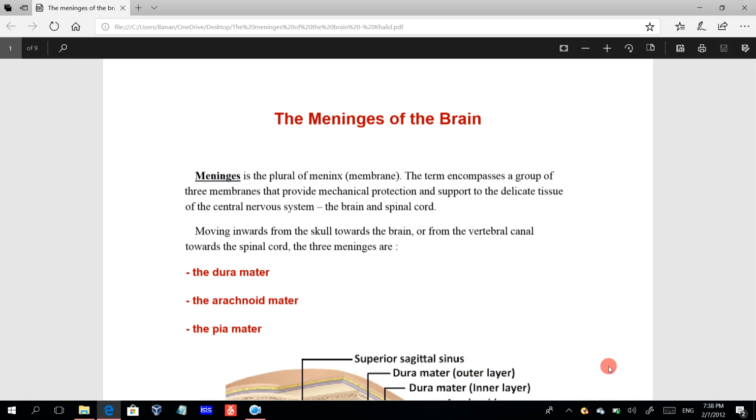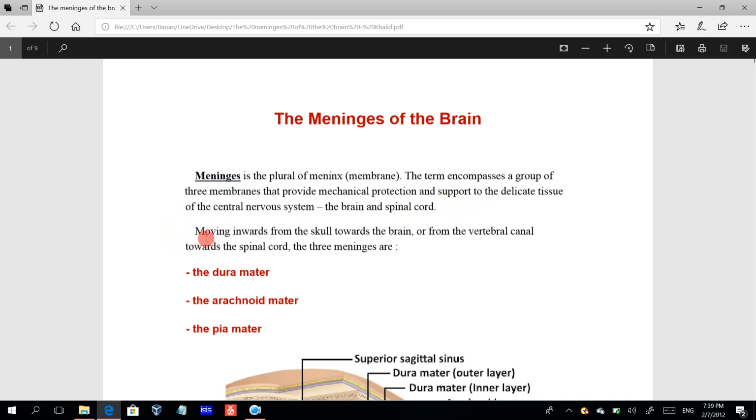What do we mean by meninges? Meninges is the plural of meninx, and the meaning of meninx is a membrane. The term meninges encompasses a group of three membranes that provide mechanical protection and support to the delicate tissue of the central nervous system, let's say the brain and spinal cord. So its function or benefit is mechanical protection and support to the brain and spinal cord.